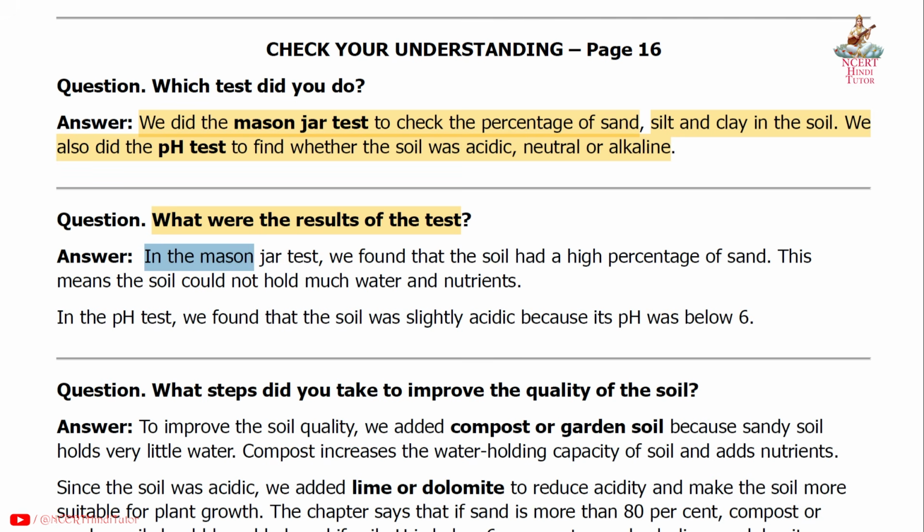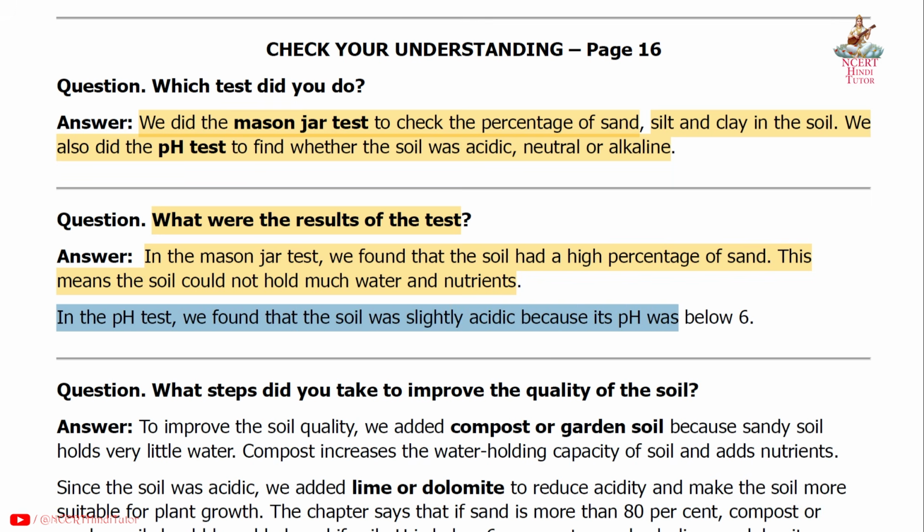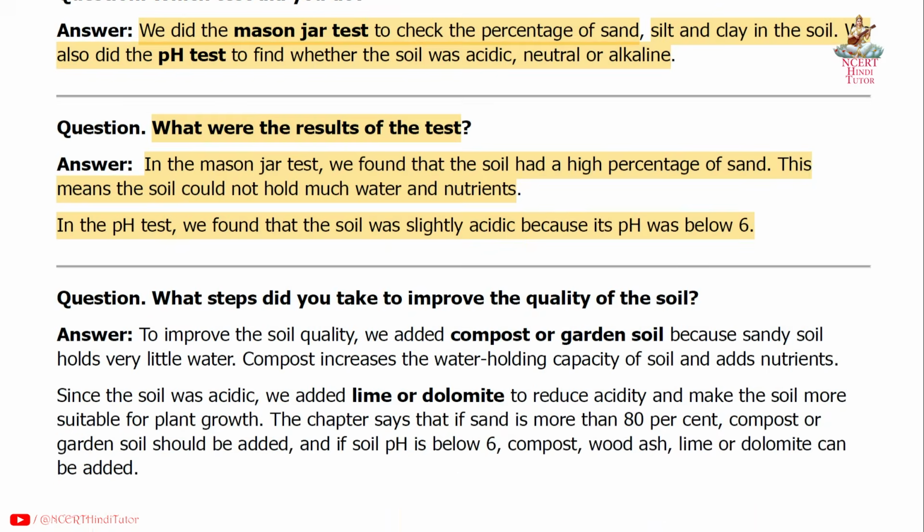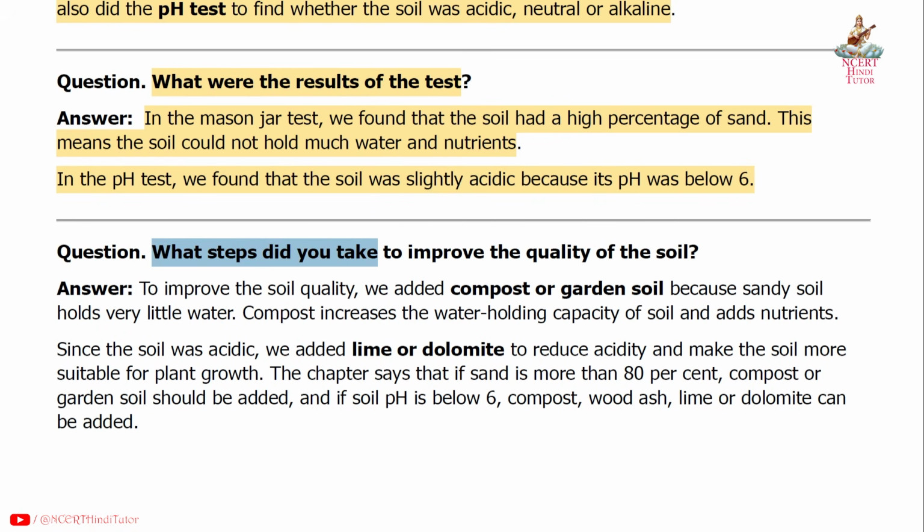Answer. In the mason jar test, we found that the soil had a high percentage of sand. This means the soil could not hold much water and nutrients. In the pH test, we found that the soil was slightly acidic because its pH was below 6. Next, what steps did you take to improve the quality of the soil?